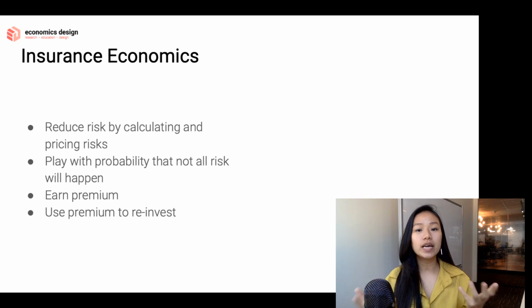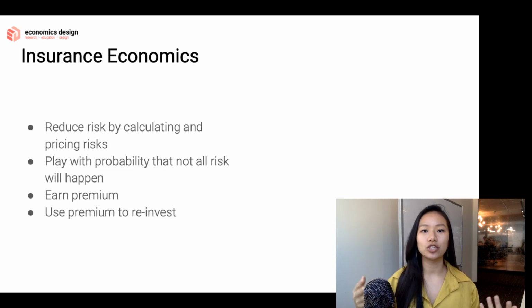Now, how do they earn money then? Because that's all about pricing risk, right? Pricing the probability of payouts. They earn money in two ways. Firstly, it's the premiums. So insurance is not like, do you want insurance? Raise your hand and you come in and I'll insure you.